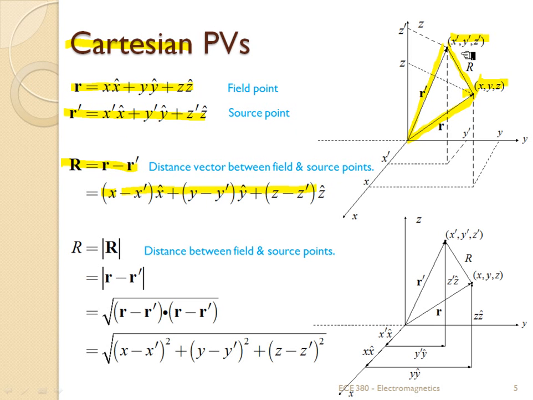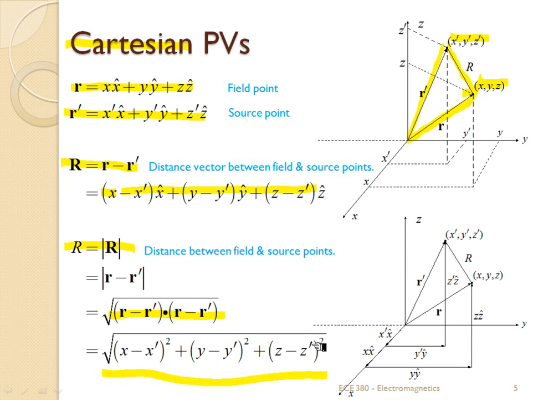And then if I want to know the distance or the length of that vector, I will simply take its absolute value, which would be the big R without the bolding, so I would just plug in the magnitude of bold little r minus bold little r prime. That can be shown to be equal to the square root of the dot product of the vector whose magnitude you're trying to find, and it turns out that would be equal to this expression here. So the square root of (x minus x prime) squared plus (y minus y prime) squared plus (z minus z prime) squared. So that's the distance between those two points.